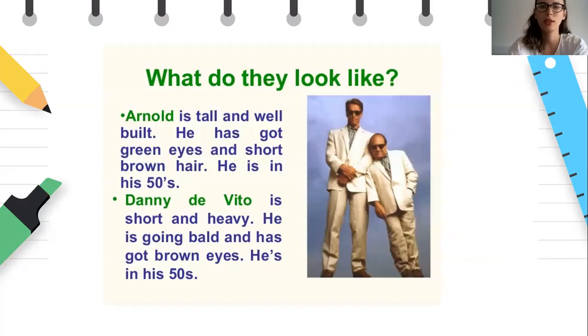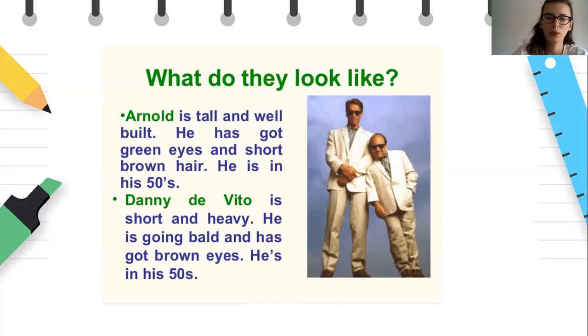Now, we are going to see some examples of describing people's appearance. What do they look like? Arnold is tall and well-built. He has got green eyes and short brown hair. He is in his 50s. Danny DeVito is short and heavy. He is going bald and has got brown eyes. He is in his 50s.